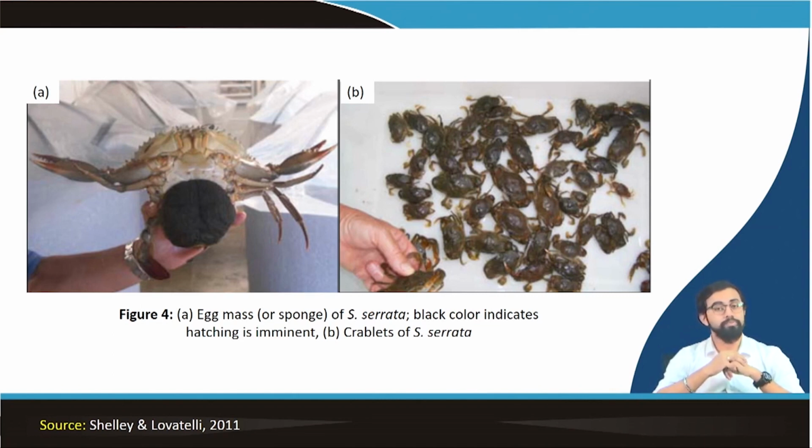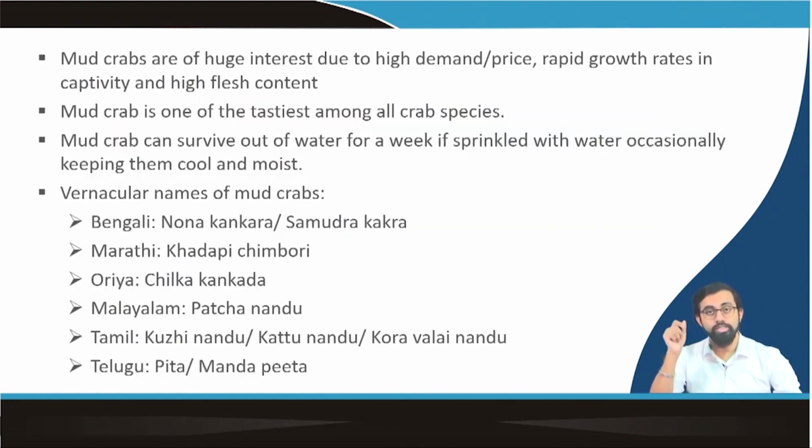In general, if you see the egg mass, or what we call the sponge, how it looks and how they carry it, the black color of this sponge or egg mass is indicating that the hatching is imminent. That means it is going to hatch very soon. And you see the crablets, how they look, these Scylla serrata crablets. They are very small, just after the hatching is done.